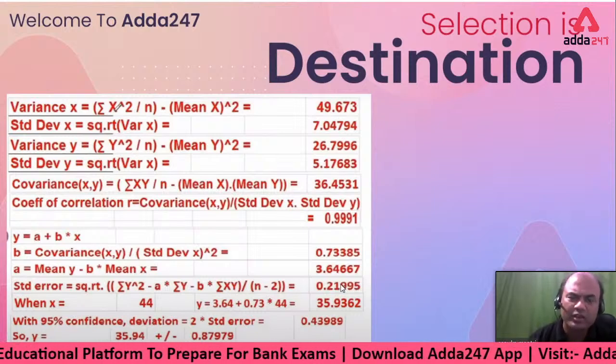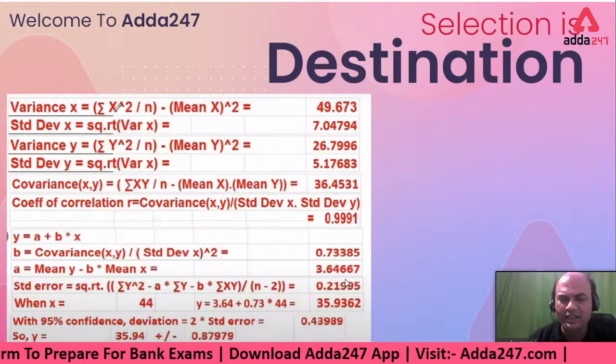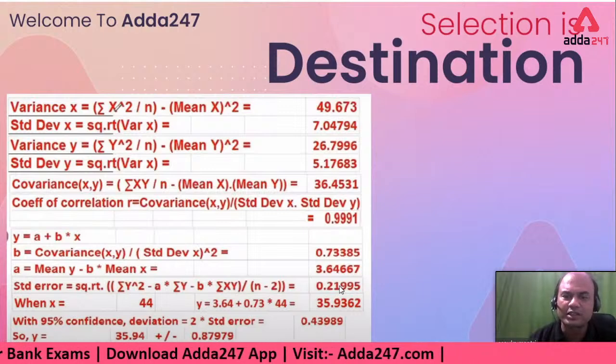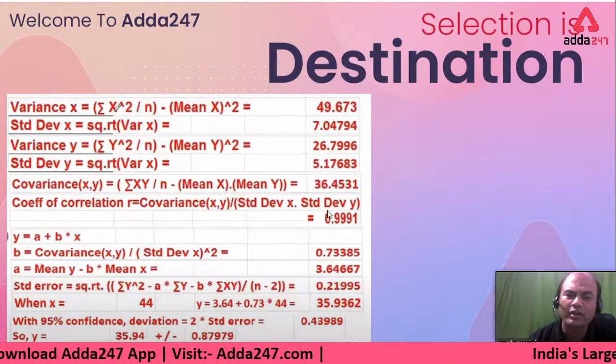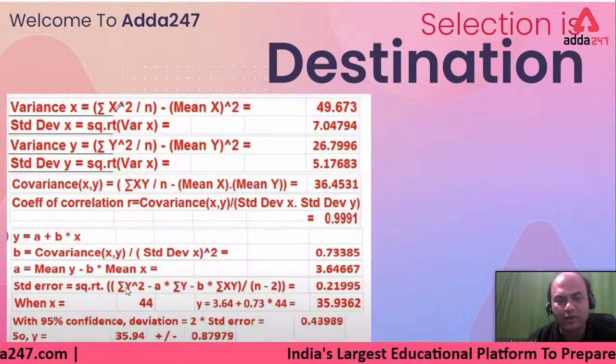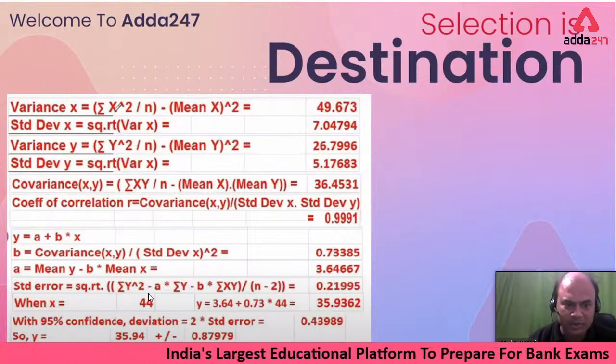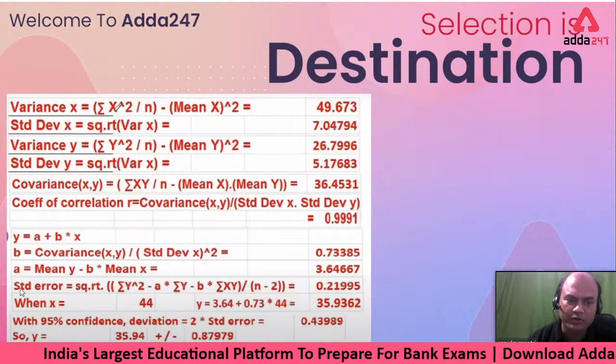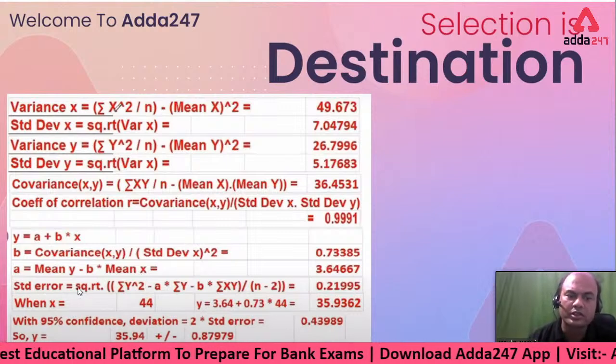0.21995. Okay. You might be getting some different answers. Slight error means you might have calculation errors here and there. But don't look at the calculations part. Look at the logic part and the steps part. Steps are very important for you, right? So now you have got the standard error.